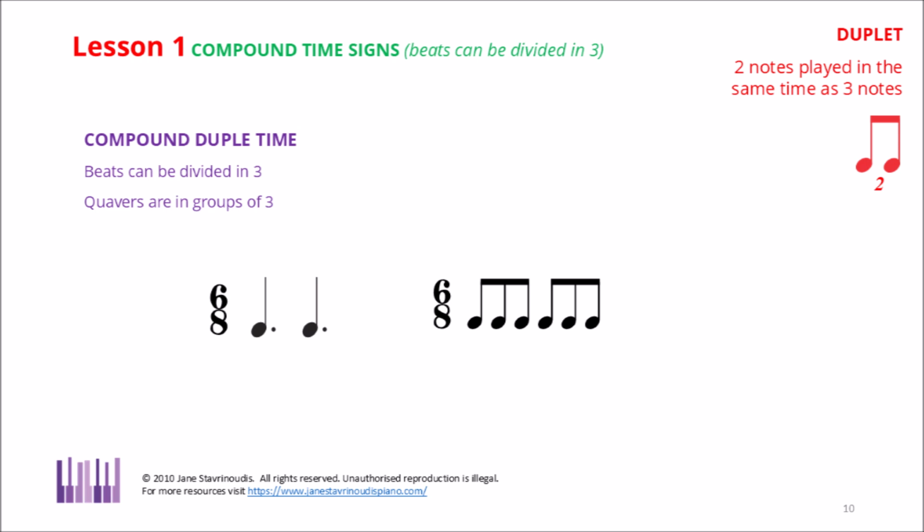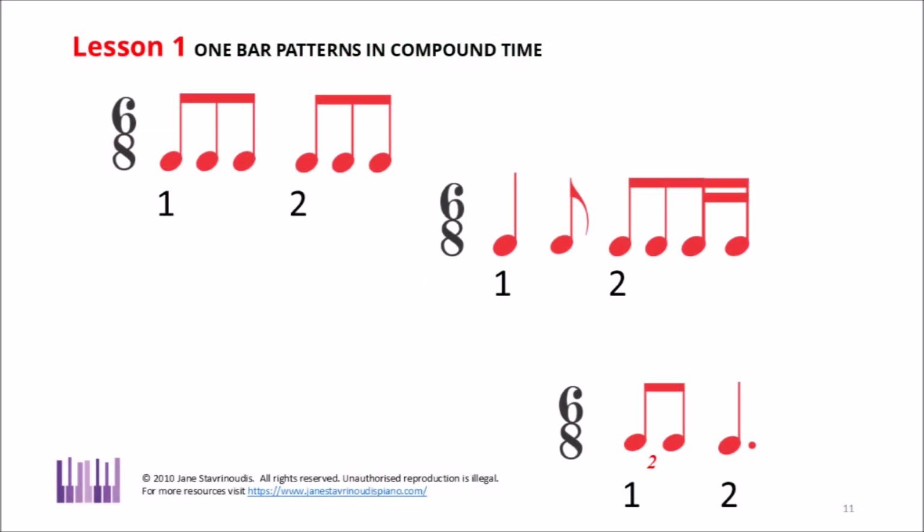Also, a duplet is a hint that we are in compound time. Here are some examples of rhythms in 6/8 time, and this is what they sound like, one after the other. 1, 2, 1, 2, 1, 2, 1, 2. Notice how all the notes in that bar are grouped in 3, and the number of groups is 2. Also note that each beat can easily be divided into 3.